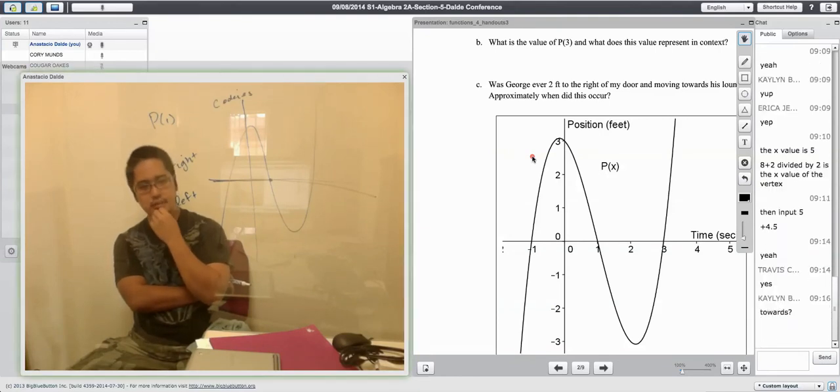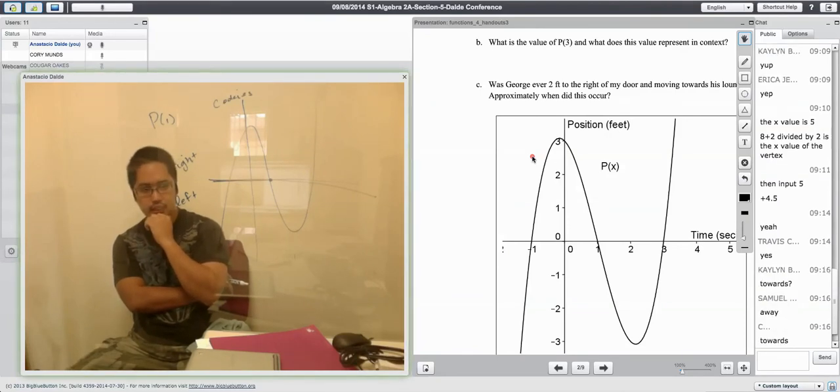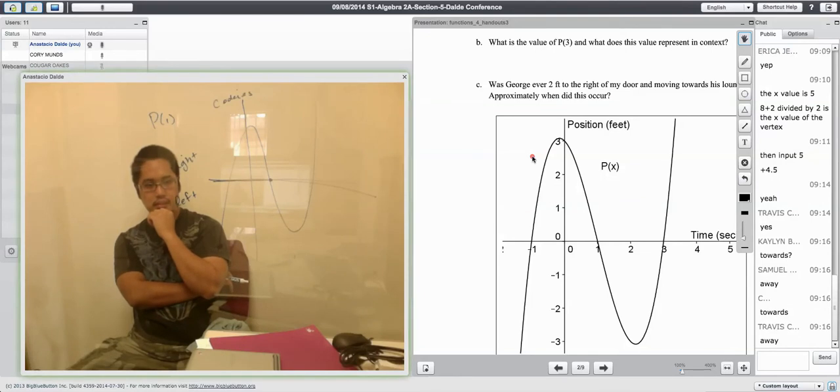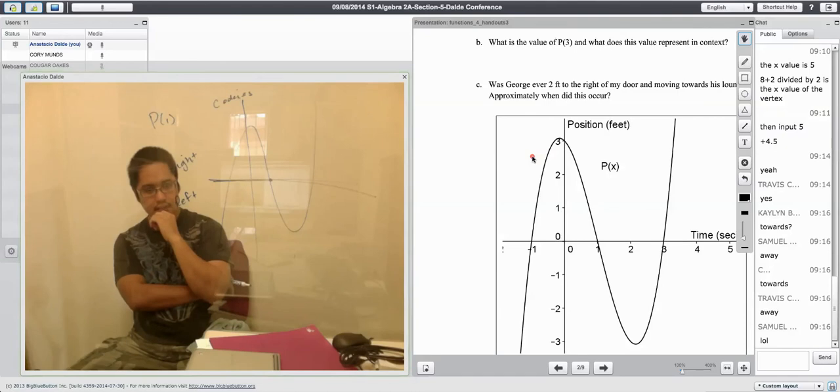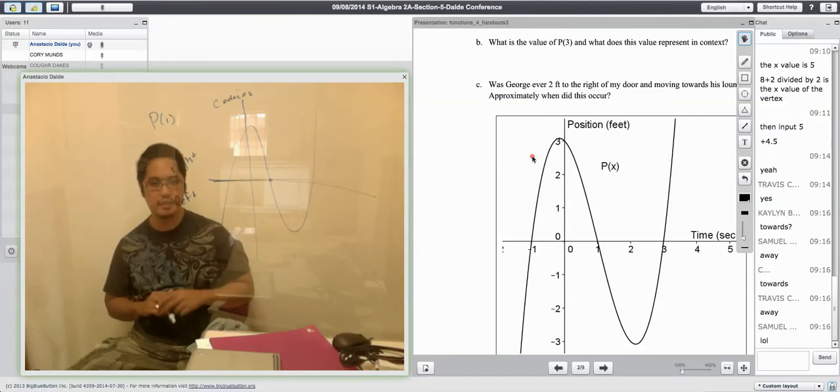Alright, you think it's towards? Away? Towards, away? Oh, I've got a mix. I've got a good mix of towards and away. Alright, no, that's fine. That's fine. Alright, check this out.